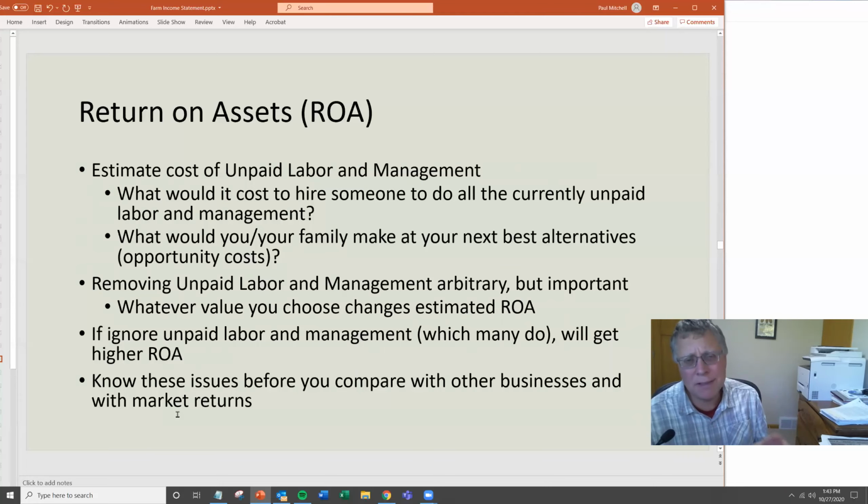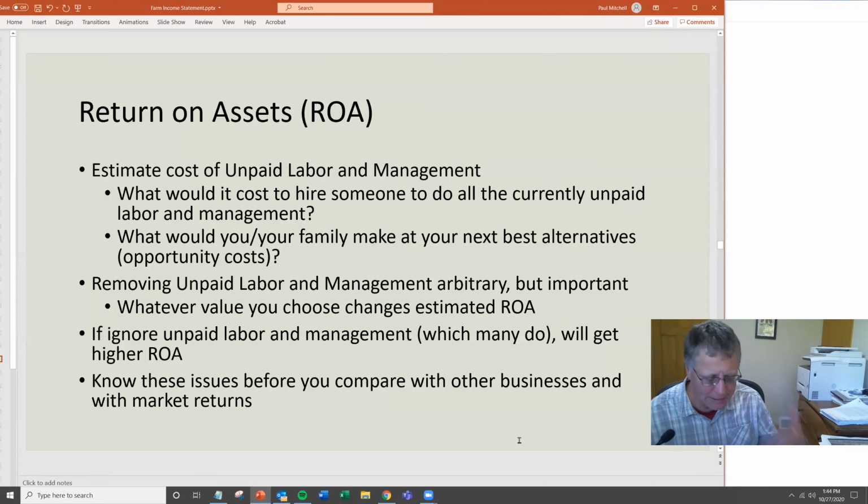But what I'm trying to say is, in some operations it's an explicitly paid cost, and in other ones it's not. And then you have to come up with some way to handle it if you want to calculate your true returns on your assets. If you ignore it, which many people do, you'll get a higher return on assets. It's just up to you to decide how to deal with it. If you want to compare your return on assets to other businesses and other farms, make sure you both have done it the same way, or you've adjusted it somehow if you don't and they do. Same with any other business, a company.